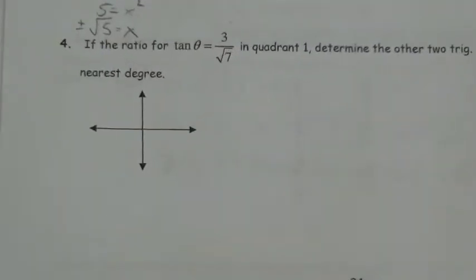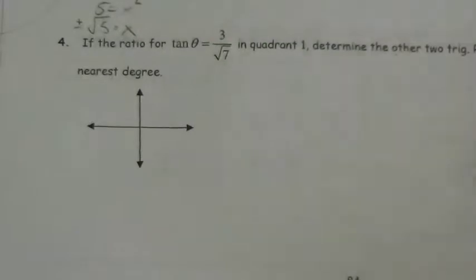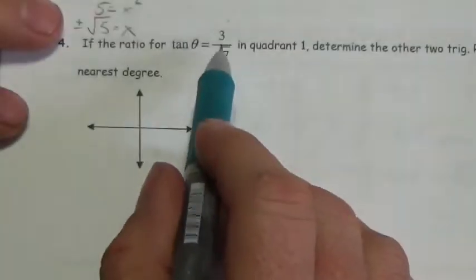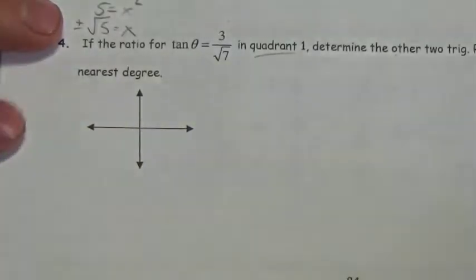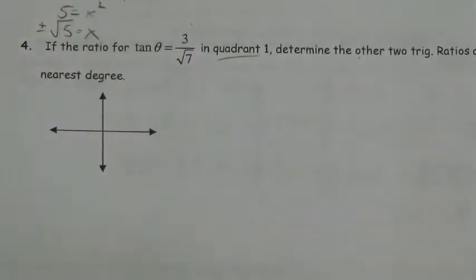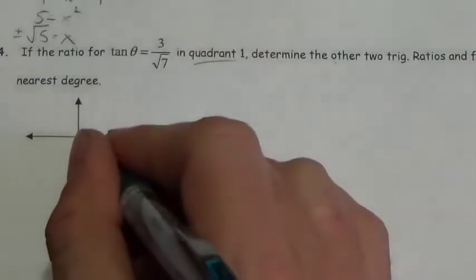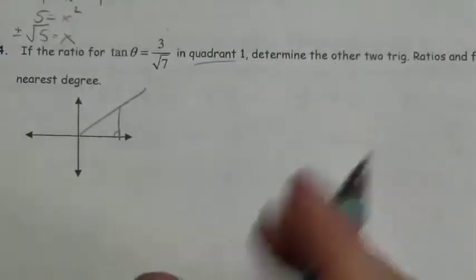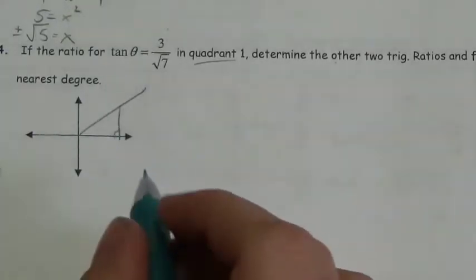Okay, and this last question that we're going to do is very, very similar to the one that we just did. So the ratio for tangent is 3 over root 7, and it's going to be in quadrant 1. We want to find the other two trig ratios again, and then we want to find the theta here. So again, we're in the first quadrant. We drop our altitude there to create the triangle.